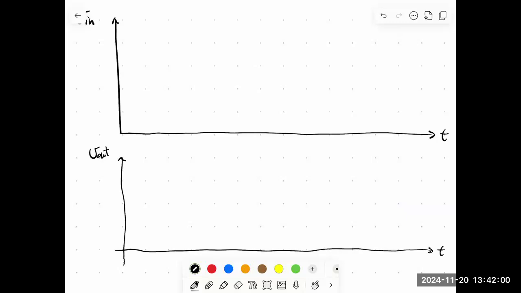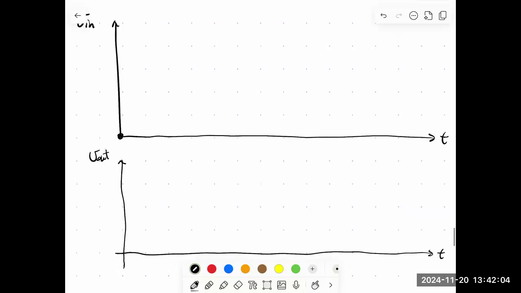So what did we say? We said initially Vn was 0, and so that means our output was at 5 volts. So here's 5 volts and our output's sitting up here. Okay. Our capacitor is going to charge.